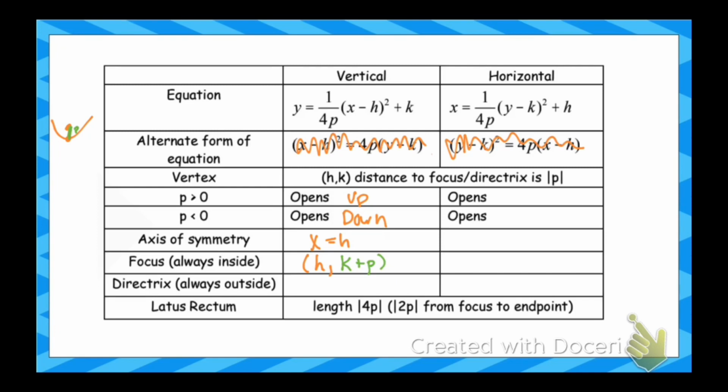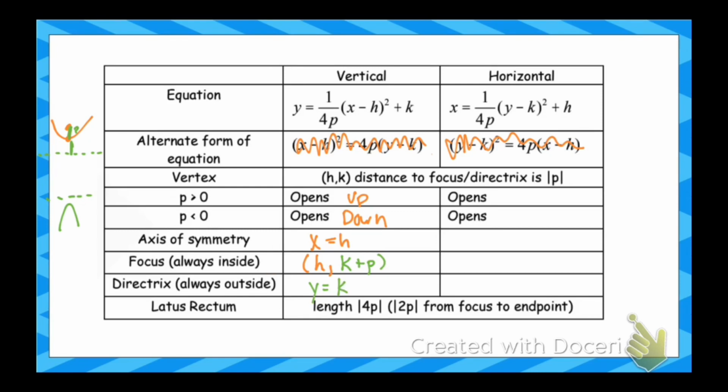All right, directrix, like we said, is always the line outside of it. Well, if it's a vertical parabola, then that line is always going to be a horizontal line. So it's always going to be a y equals line. Where that line's located, again, it's a distance of p away from my vertex.